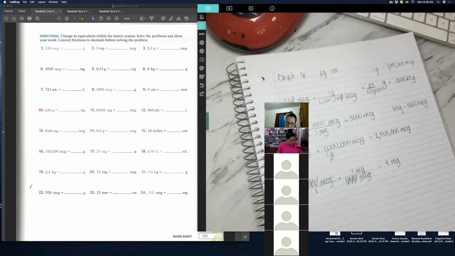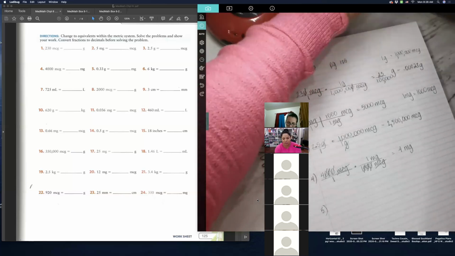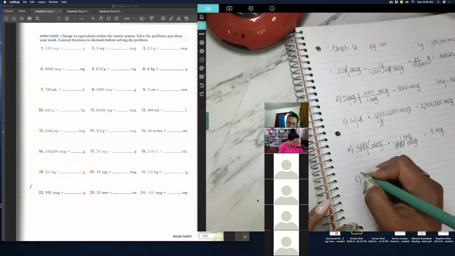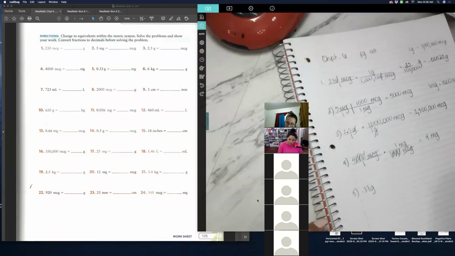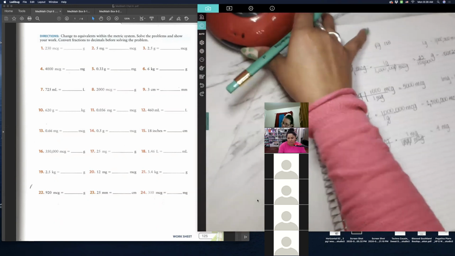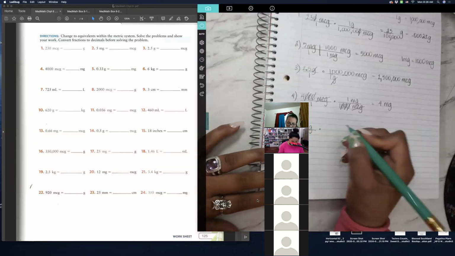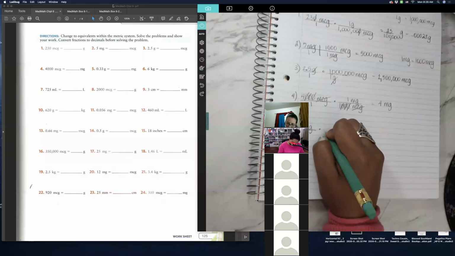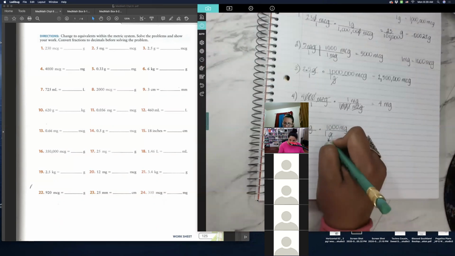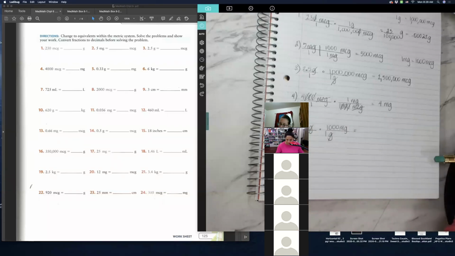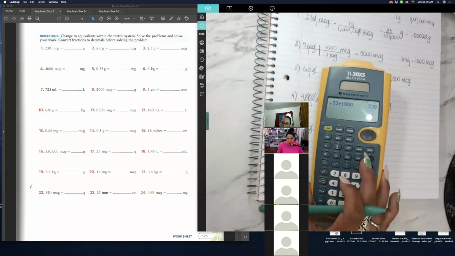Let's keep moving along. Okay, so now we're going to do number 5. Number 5 is asking us to convert 0.33 grams to milligrams. So again, put it over 1, and we know 1 gram has 1,000 milligrams. So our grams are going to cancel, and then take 0.33 times 1,000, and that's 330.